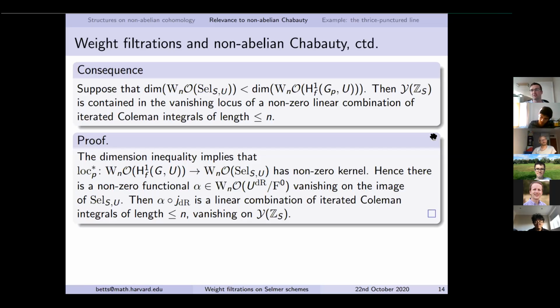The proof is the same as the previous. Now, rather than saying an inequality of dimensions implies non-density, what we say is that the localization at P map induces a map on the affine rings, and this is filtered, so it induces a map on the weight n pieces. But now we have a map from a big dimensional vector space to a small dimensional vector space, and so this map has to have a non-zero kernel, and the kernel of this map produces a functional on this quotient of the de Rham fundamental group with this weight n, and that's what gives us the length bound on the Coleman integrals.